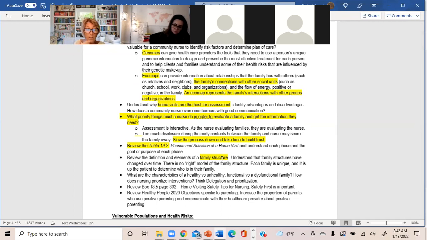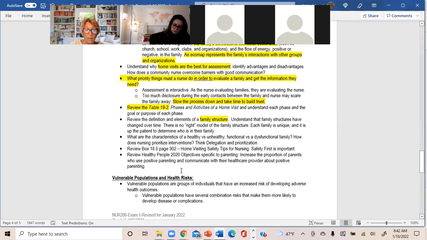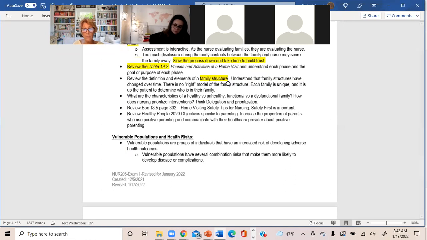Where functions are in your PowerPoint. It was economic function, reproductive function, psychological function. There are 5 of them. So that bullet is knowing the difference between family structure and family function.